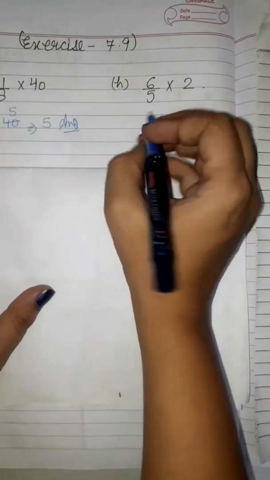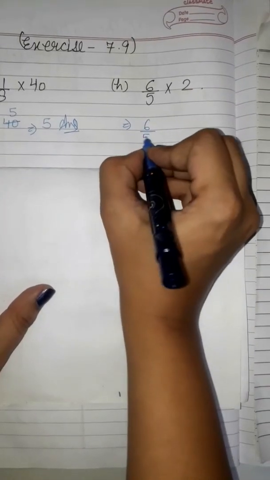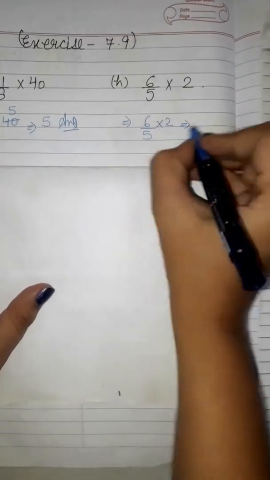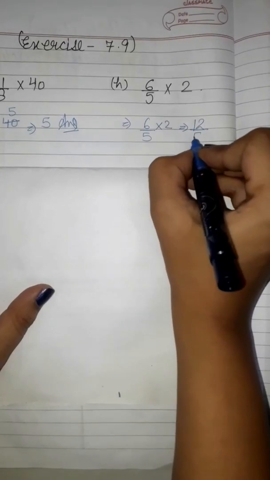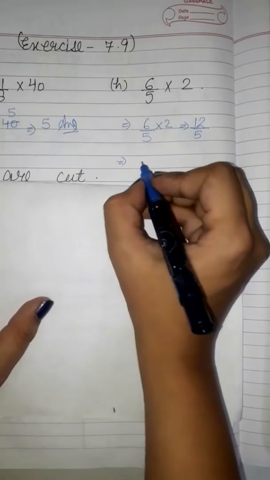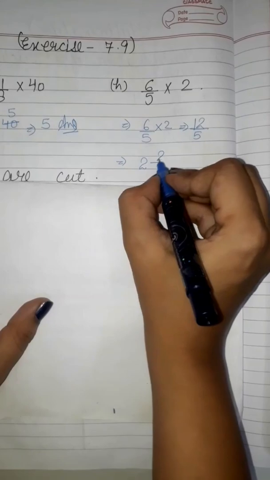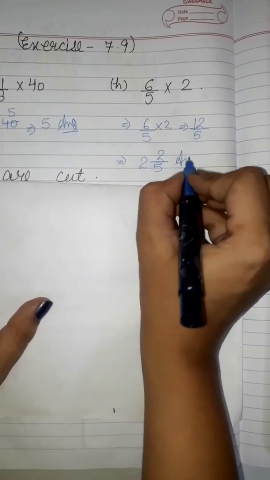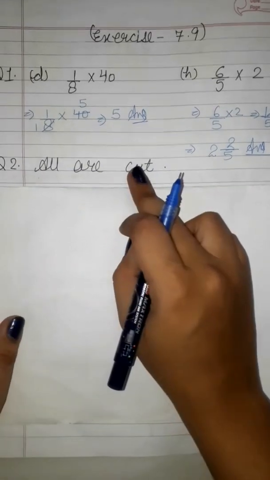Now see one more part. 6 by 5 multiplied by 2. So you get 12 by 5, and if you change into mixed, what you will get? 2 whole 2 by 5. This is the answer. And children, question number 2, all the parts are cut.